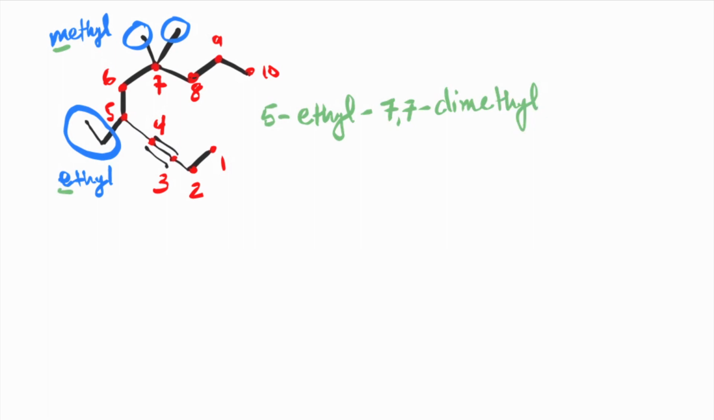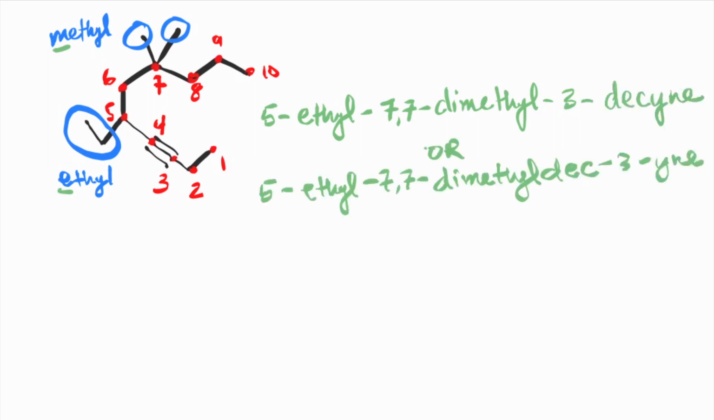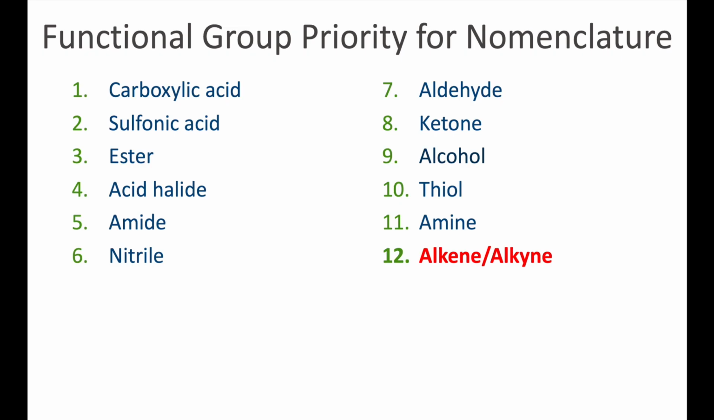So now we're going to just name where the alkyne is. It is located first at carbon number 3. And now there's 10 carbons, so dec, so decyne. Or you can put the 3 just in front of the yne. It can also be named 5-ethyl-7,7-dimethyldec-3-yne.